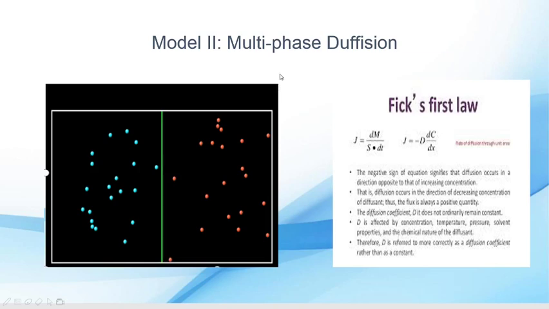Module two is gas diffusion, also called multi-phase diffusion. Here is the container, and in between there is a green line, which is a semi-permeable film. This film allows different types of gas particles to move through, like the green balls could move to the right side, and of course the opposite way. But the semi-permeable film will slow down the movement of gas.